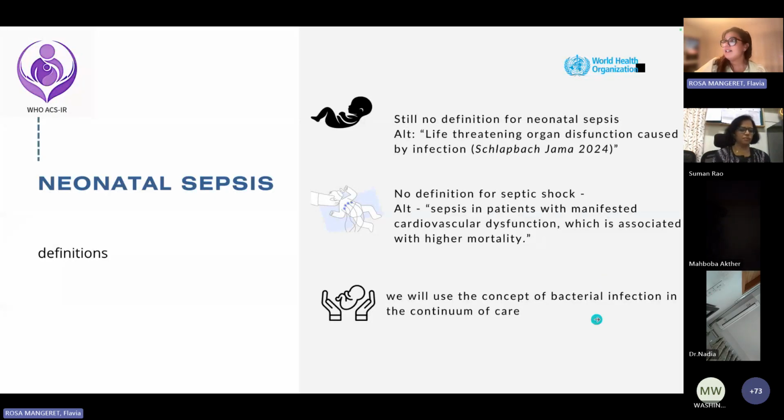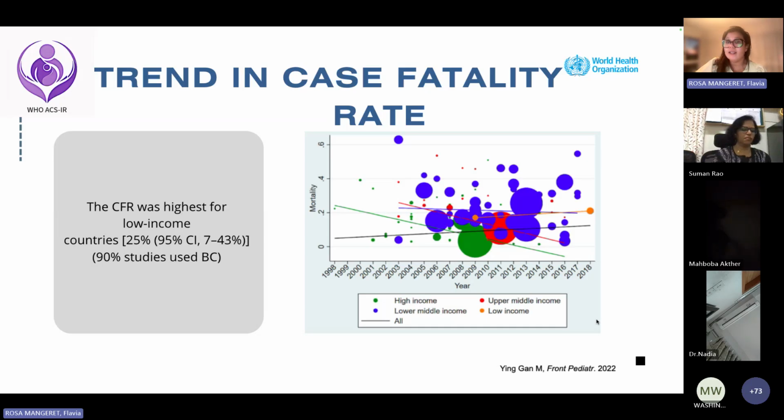So the case fatality rate is very high in real cases of sepsis, especially in low and lower middle income countries, especially low income countries. They have a case fatality rate of 25%. And this is in cases registered with positive blood culture. So it's an important case fatality rate.